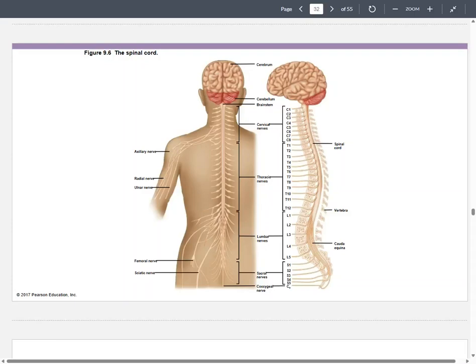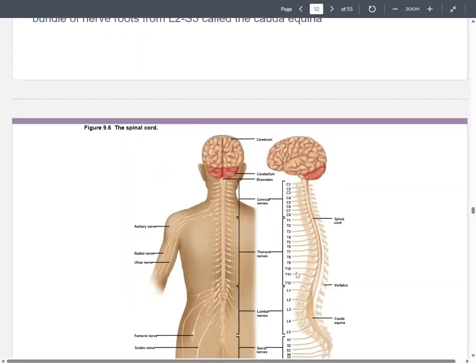And so we only have 12 of them, 5 lumbars because we have 5 vertebrae, 5 sacral nerves because there are 5 fused vertebral bones, and then you have your lone coccyx down here, kind of attaching at the bottom.